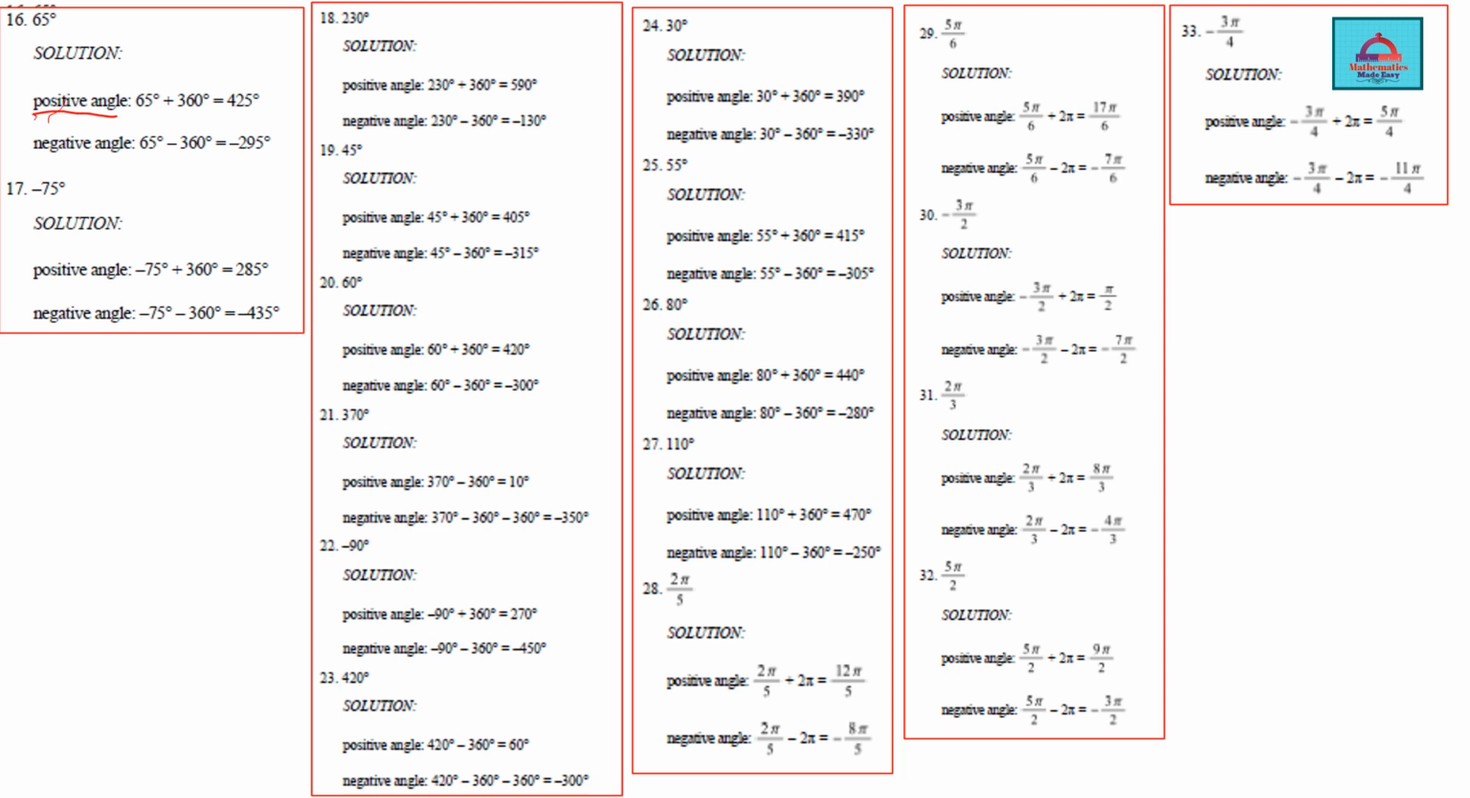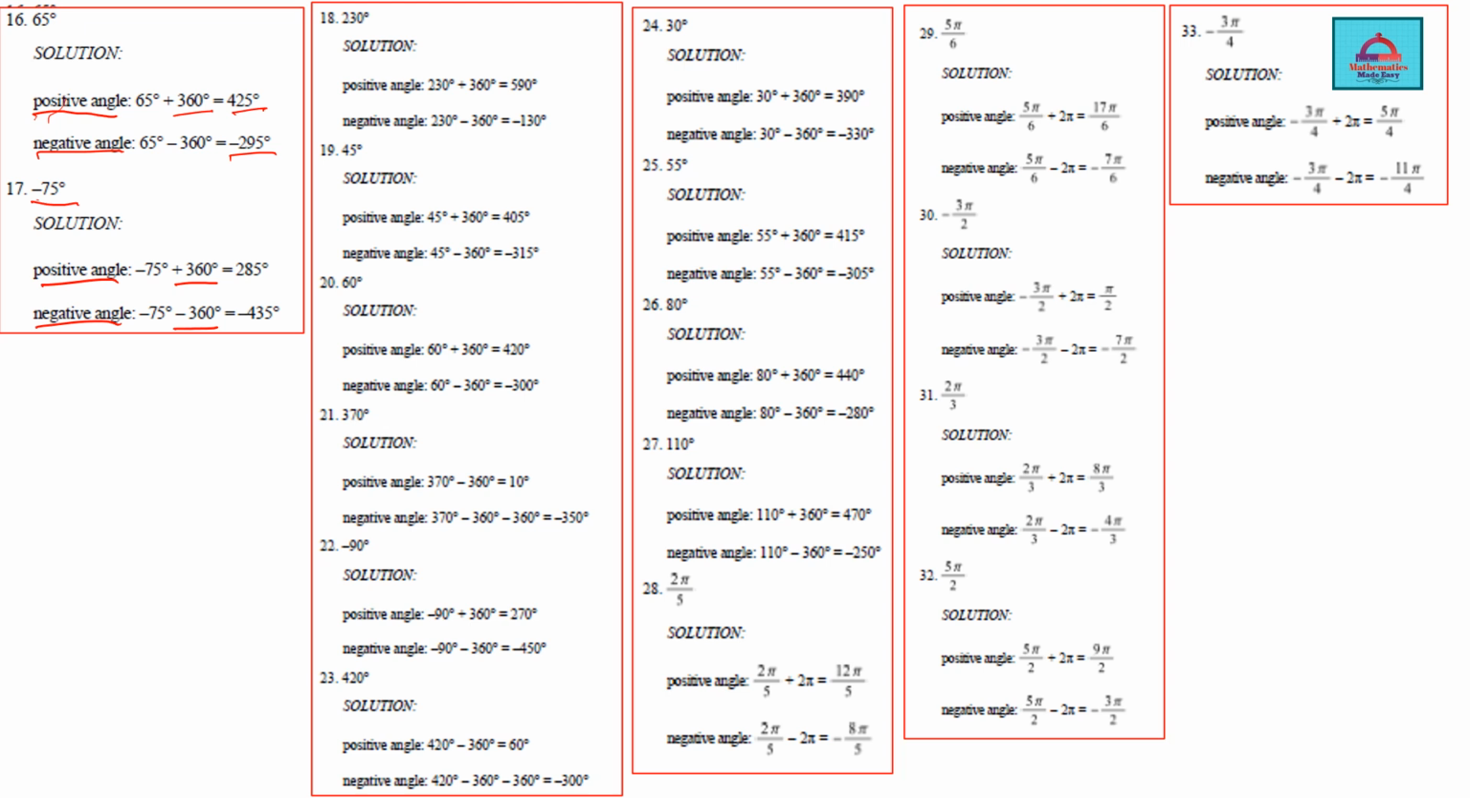For the positive angle 65, which is given in the question, you add 360 and what you get is 425 degrees. And for the negative one, you subtract 360. So this is the negative angle coterminal with the given angle. When it is given in degrees, even if negative, the formula is the same: positive angle plus 360, negative angle minus 360 to get your answer.